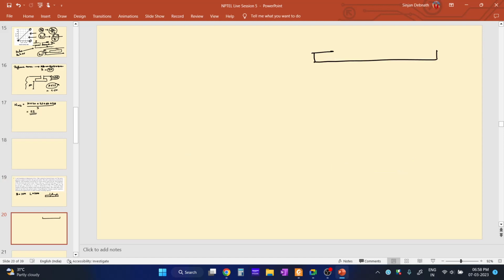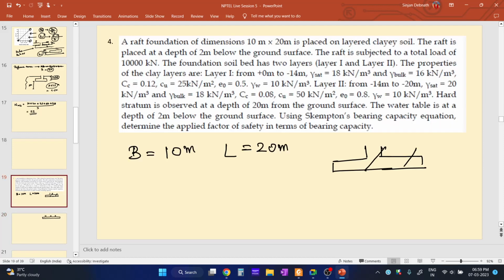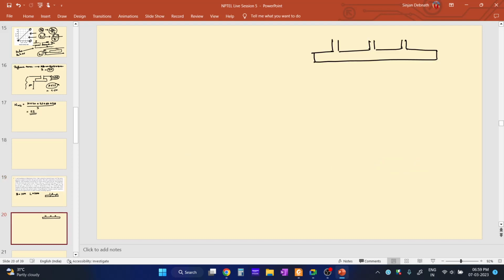This is a raft. There are several footings and several columns over here like this. Okay, so this is a raft foundation of dimensions 10 meter by 20 meter. Suppose so, this is the breadth. Breadth is 10 meter.